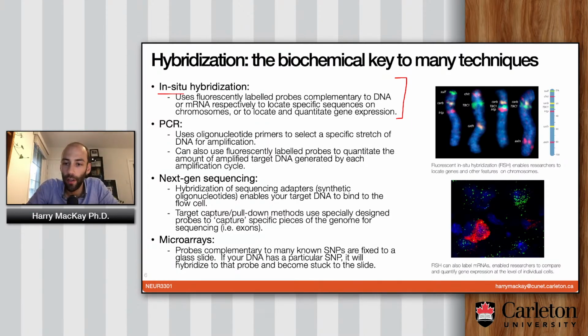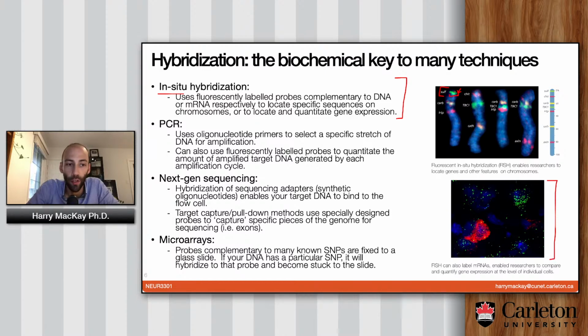As an example, you can use this to map genes onto chromosomes. If you have a fluorescent probe for a given gene, stained with a green fluorophore, you can mix it in with some chromosomes that are in metaphase, and it'll bind somewhere, and wherever you see it binding on the chromosome tells you where that gene is located.